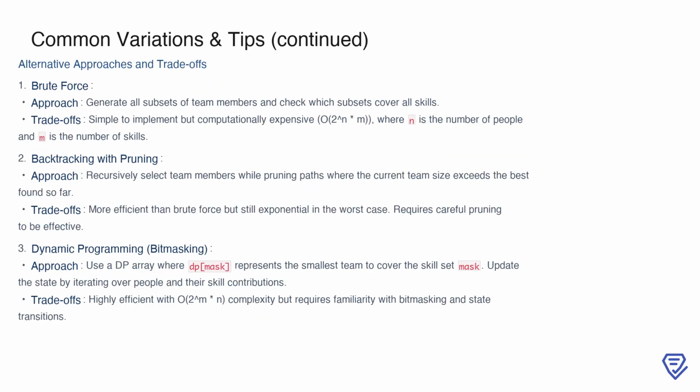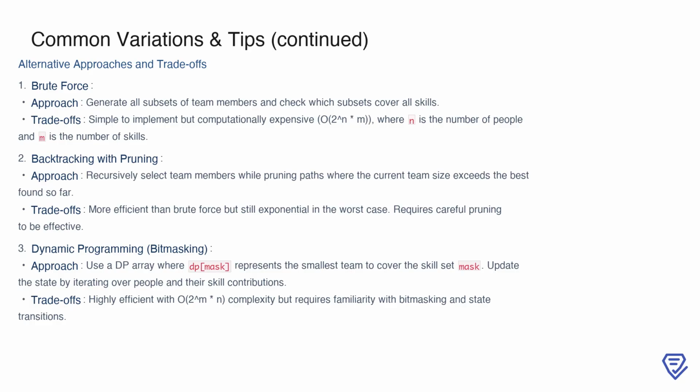Different approaches can be used to solve this problem, each with its own trade-offs. A brute force approach involves generating all subsets of team members and checking which subsets cover all required skills. While simple to implement, this method is computationally expensive, with a time complexity of 2 to the power of n * m, where n is the number of people and m is the number of skills.